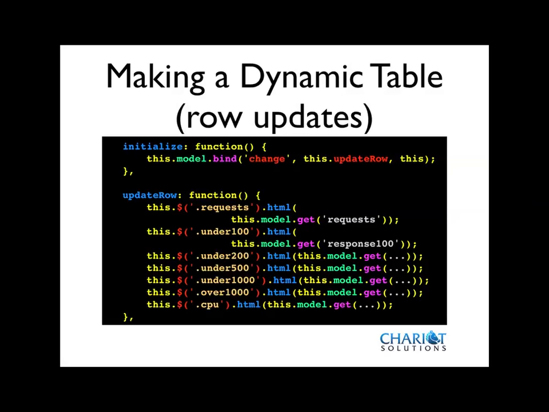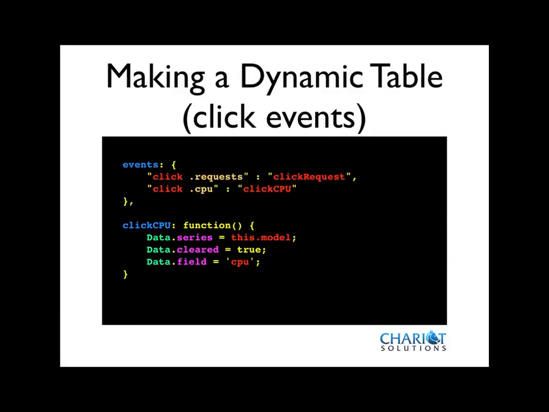But this time we're not recreating the same views every time new data comes in. This time we're using the same fixed set of views. We're just giving them new model data to re-render themselves with. So it's a little more efficient as well. And the event setup becomes very easy. All we have to do is say, if you click something with a request class, we should call the click request method. If you click on something with a CPU class, we call the click CPU method. And this is just a sample of one of those. All this is doing is basically storing which row and which field we care about, so that in the render event for the app, it can update the data for the chart.